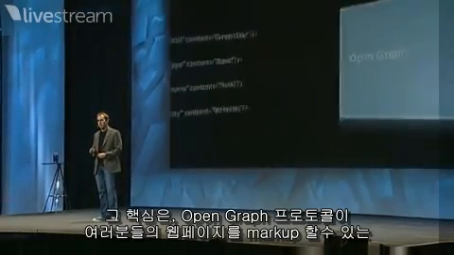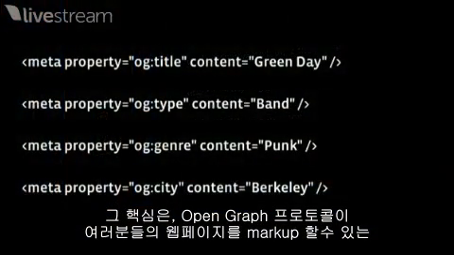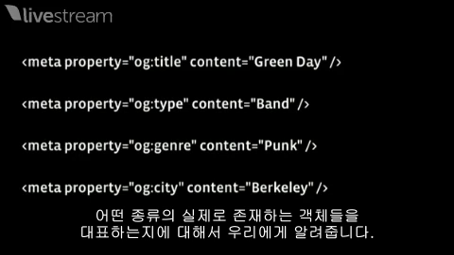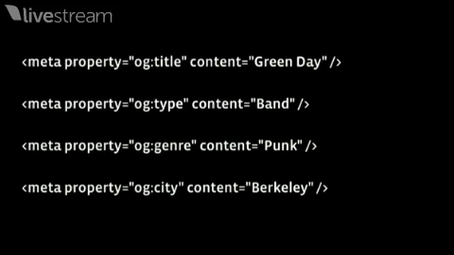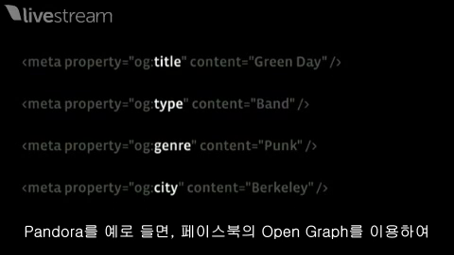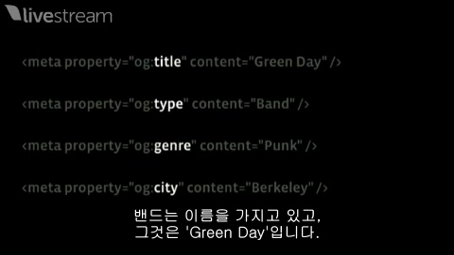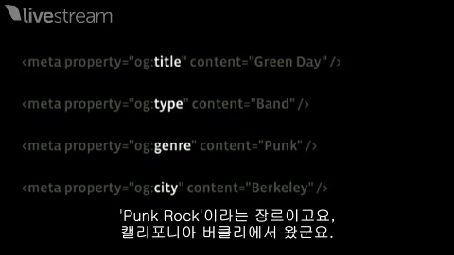At its core, the Open Graph Protocol is a specification for a set of meta tags you can use to mark up your pages, to tell us what type of real-world object your page represents. So in the case of Pandora, they would use the Open Graph Protocol to say, this isn't just a normal web page. This represents a band, and that band has a name, and it's Green Day. And that band has the genre punk rock, and they're from Berkeley, California.